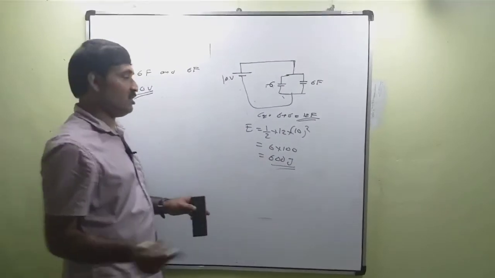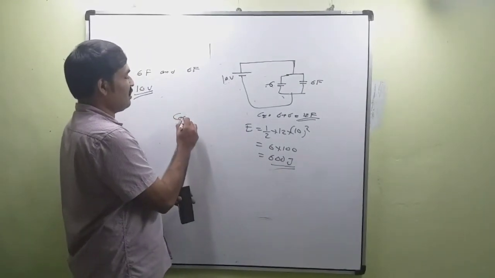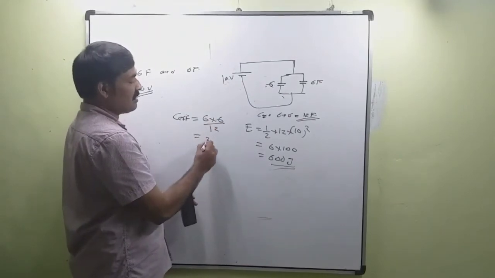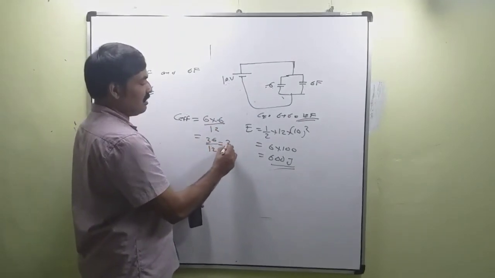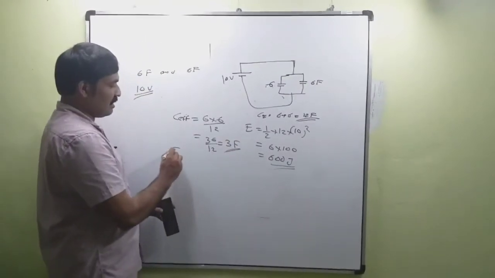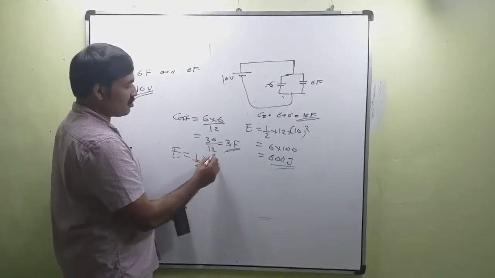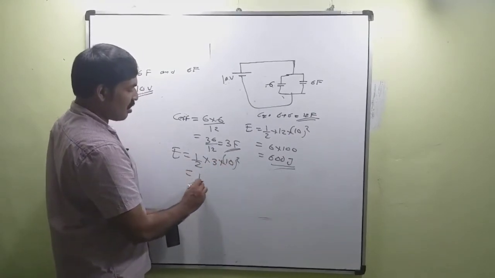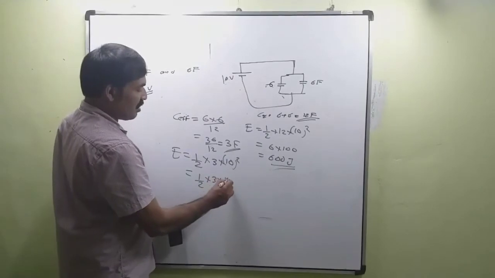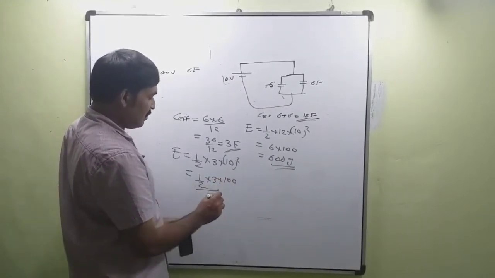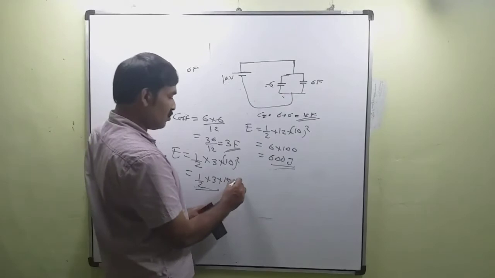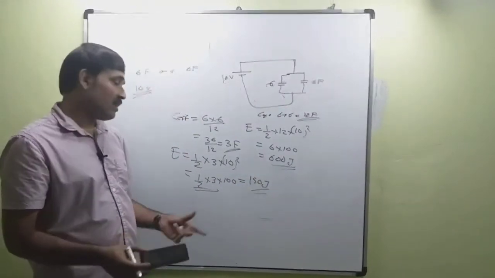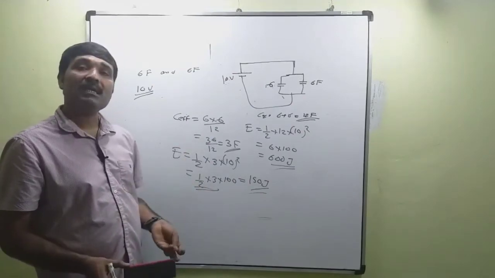Suppose this is connected in series. Then we have effective capacitance C equal to 6 into 6 divided by 12, that is equal to 36 by 12, is equal to 3 farad. So stored energy E is equal to half into C into V square, which is 10 square. That is equal to half into 3 into 100, that is 300 by 2, that is equal to 150 joule. Only 150 joule of energy is stored when these capacitances are connected in series.